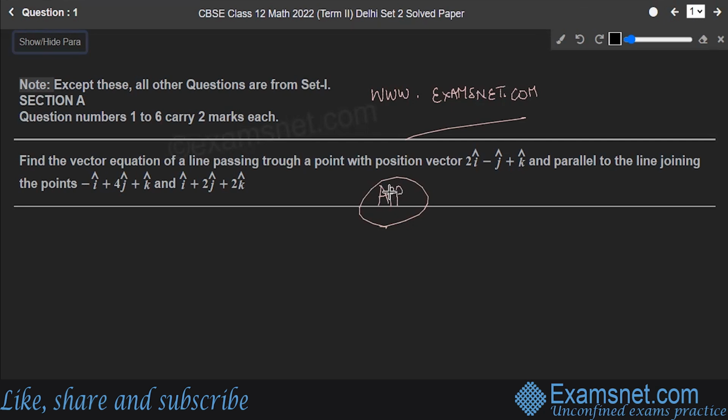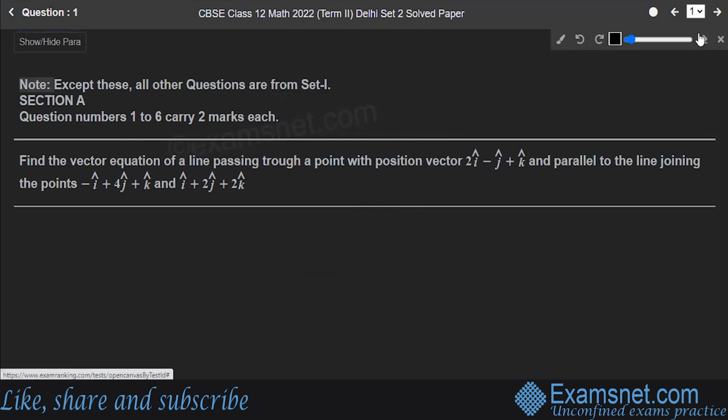So here we start with the CBSE class 12 mathematics term 2 Delhi set 2 paper. Only 5 questions are there in this particular video which we'll be solving. Please note, except these, all questions are from set 1, so do watch our video for the set 1 questions as well. We are starting with Section A, questions 1 to 6. They carry 2 marks. Let's start.